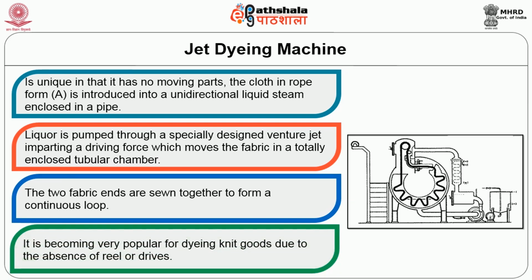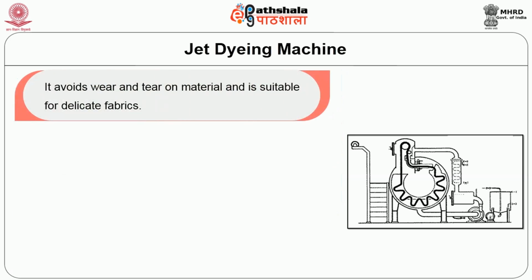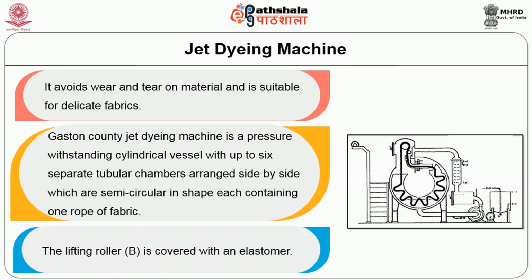It's becoming very popular for dyeing knit goods due to the absence of reel or drives. It avoids wear and tear on material and is suitable for delicate fabrics. The Gaston County jet dyeing machine is a pressure withstanding cylindrical vessel with up to 6 separate tubular chambers arranged side by side, which are semicircular in shape, each containing 1 rope of fabric. The lifting roller B is covered with an elastomer so that the fabric will not be damaged.